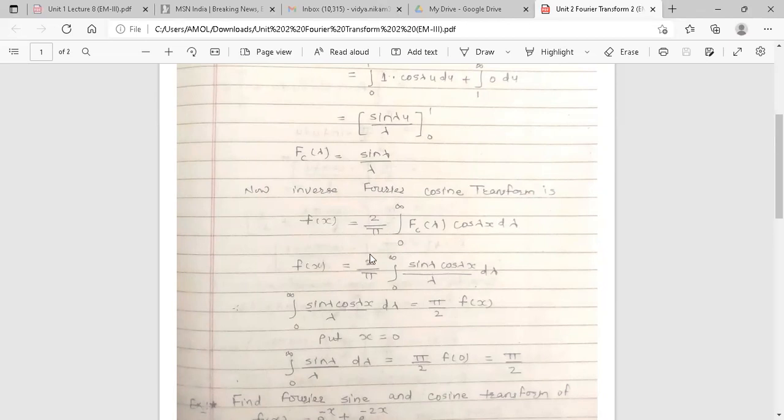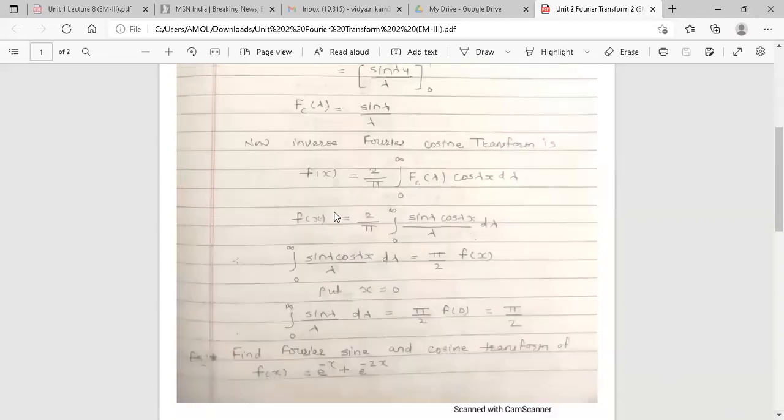And in the formula, the constant term is 2 upon pi. Now you find the value of this integration. If we transfer this term 2 upon pi to the LHS, it will be pi by 2 into f of x. We just rearrange the term and we have this new term: integration over 0 to infinity of sin lambda into cos lambda x upon lambda d lambda is equal to pi by 2 into f of x.